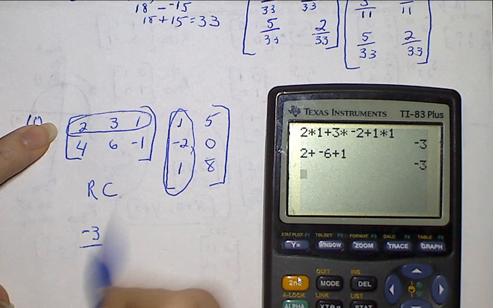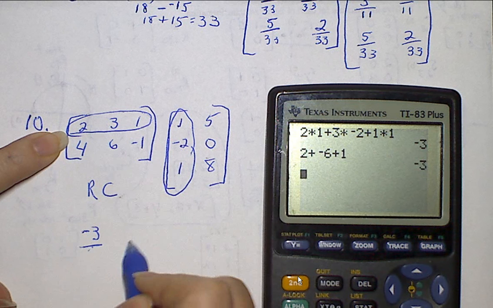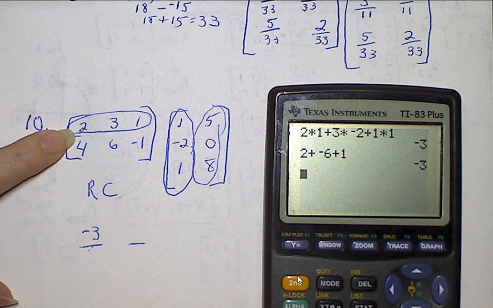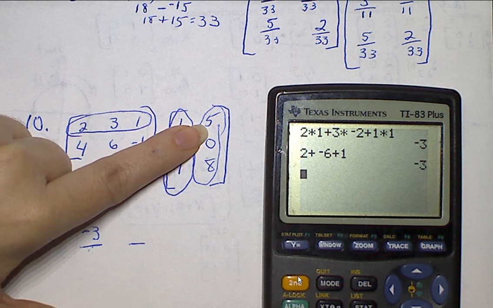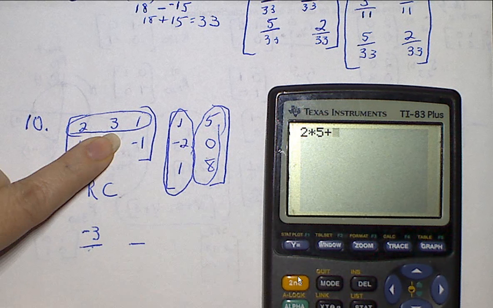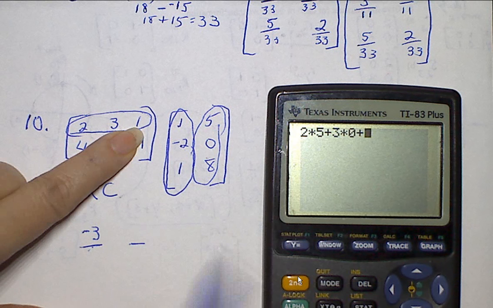The second number is determined by this row and this column. So again, I have 2 times 5, and the reason I'm putting it out is so you can see it, so if you wanted to write it out, you can. 2 times 5 plus 3 times 0 plus 1 times 8. And that gives me 18.